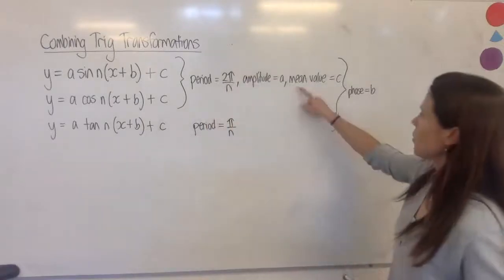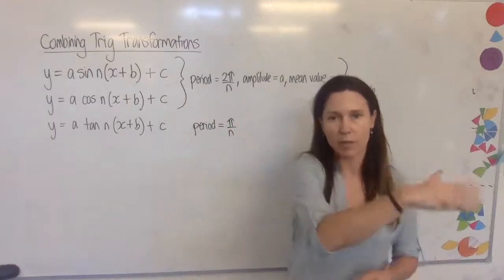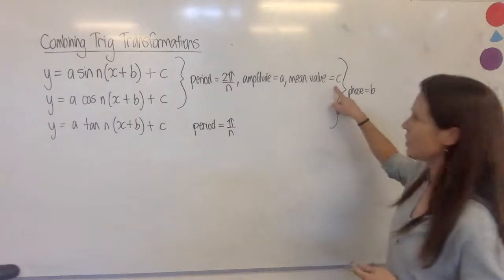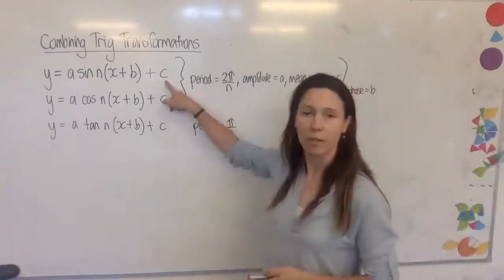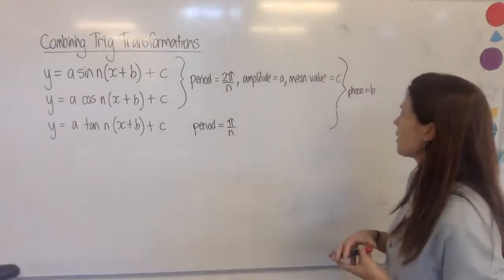We have a mean value of C for both of these curves because they're toggling above and below a certain horizontal point. And so if the mean value is C, that's this number here, whatever we've added or subtracted at the end, which shifts the curve up and down.